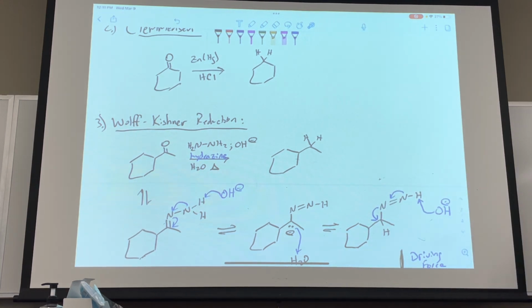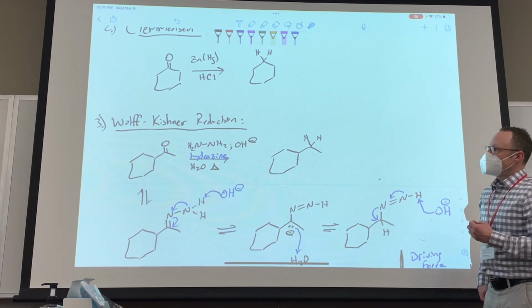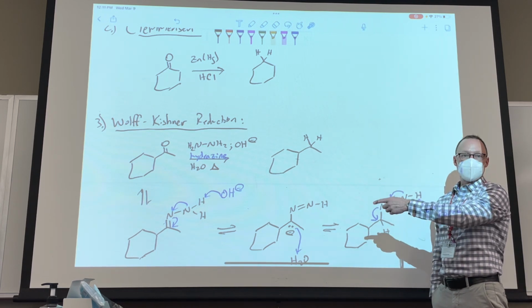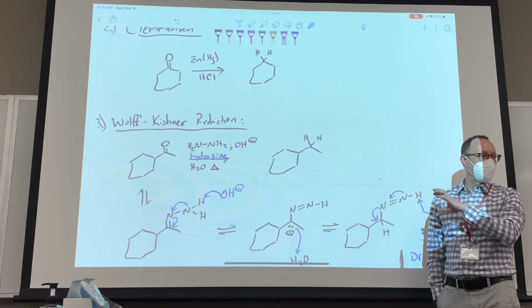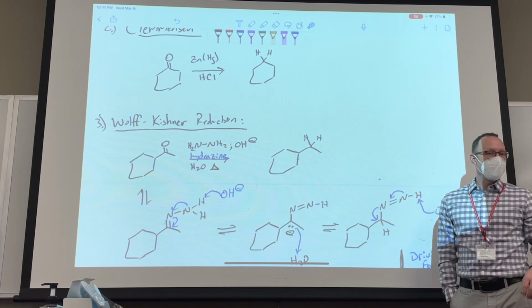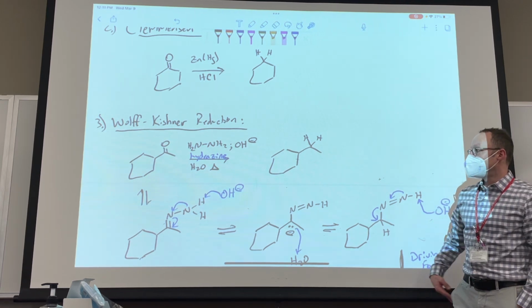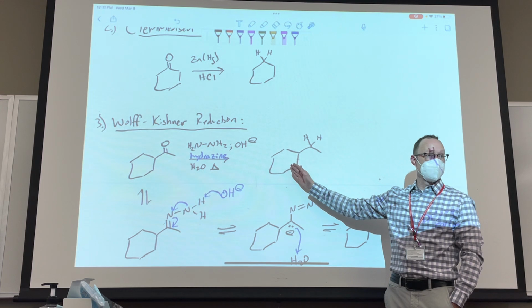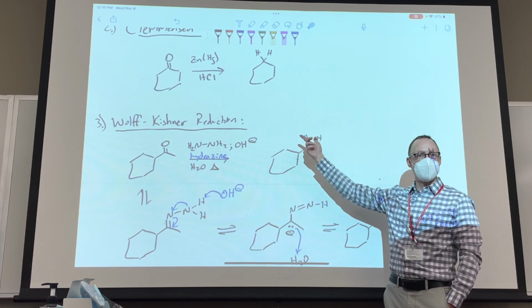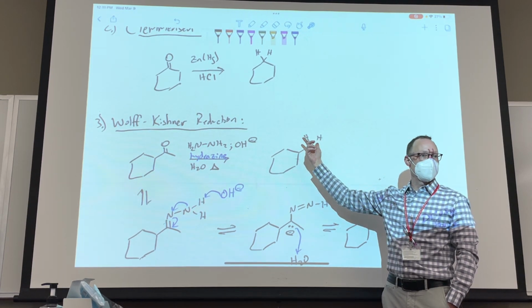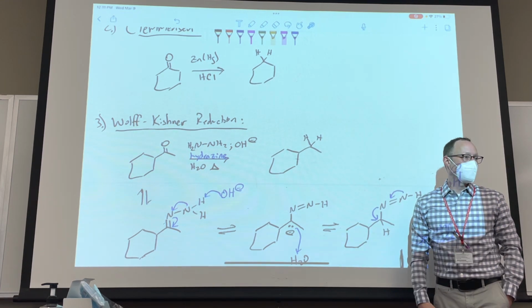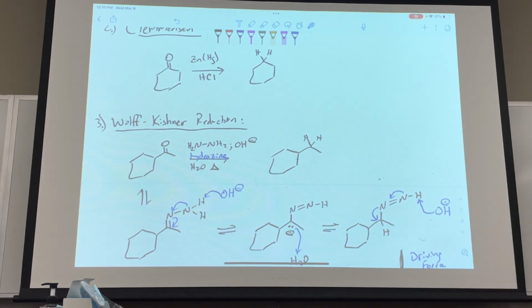So it's nice to have, we call these complementary approaches, where you can do the same chemical transformation under varying sets of conditions. Because some things you're going to work with are base sensitive, and you're not going to want to use Wolff-Kishner. Some things are going to be acid sensitive, where you wouldn't want to use the Clemmensen conditions. Okay, any other questions about that?